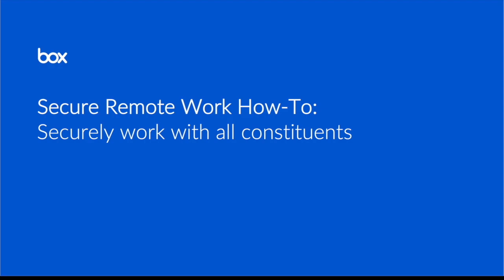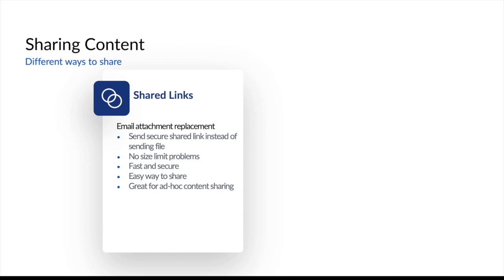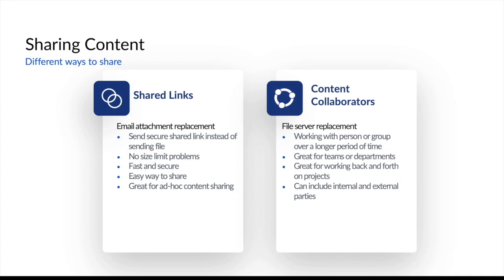There are a couple of different ways to share information in Box. Let's start by just describing what each way is and how they're different. First is the shared link. Think of a shared link as an email attachment replacement. Any place where I would normally send someone a file, I can just send them a secure link to it instead. Next is the collaborator. Content collaboration is for when you're going to be working on the same file or group of content with other people over a period of time. This is kind of like your network file shares in your office. For example, the accounting department might all be collaborators on a folder with all of the accounting content in it.